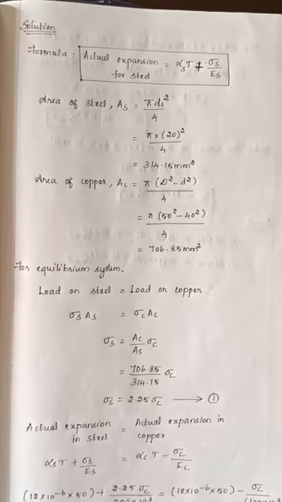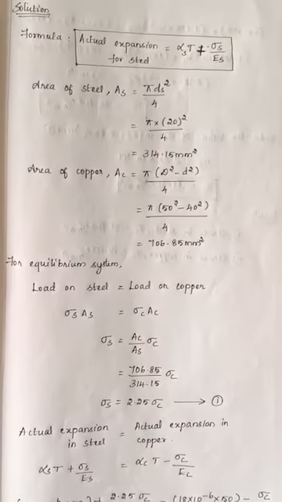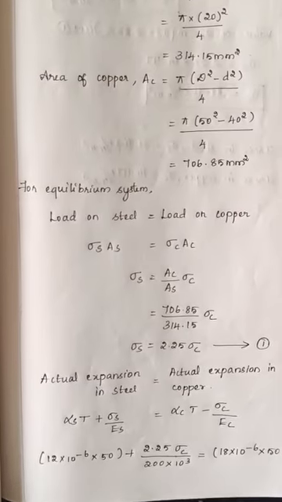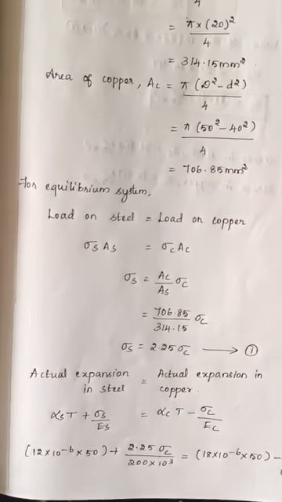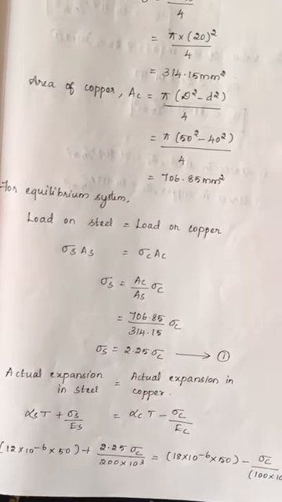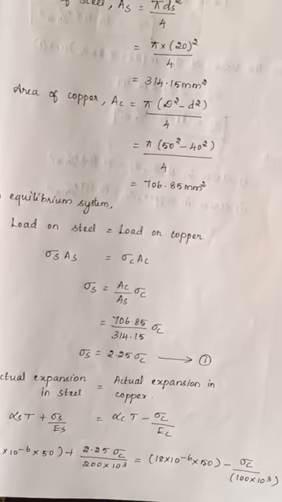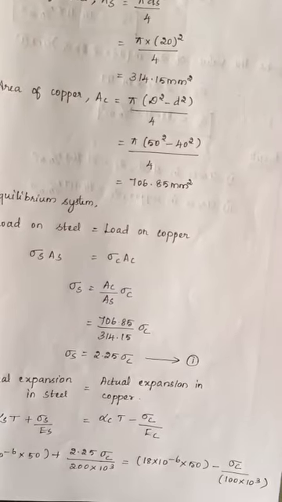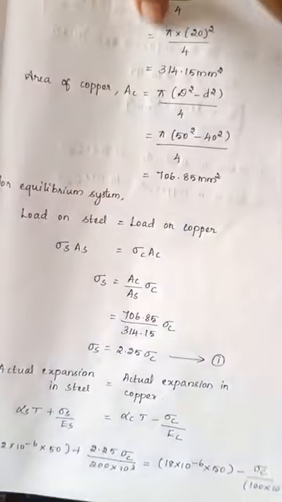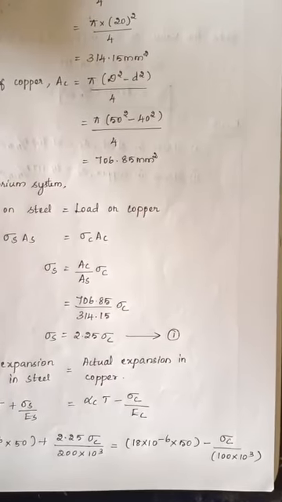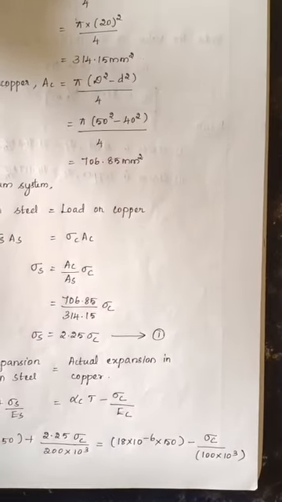Then using the relation axial expansion in steel equal to axial expansion in copper, the formula becomes alpha S T plus sigma S by Es equal to alpha C T minus sigma C by Ec. The values for alpha S and T are given. Sigma S is equal to 2.25 sigma C, as we found, substitute that value. Then substitute the value for Young's modulus. Same like that, substitute the values for alpha C, T and Ec.